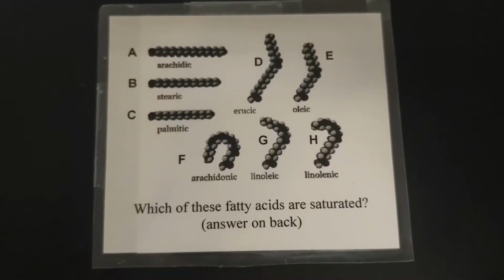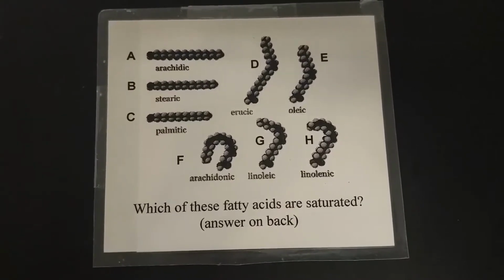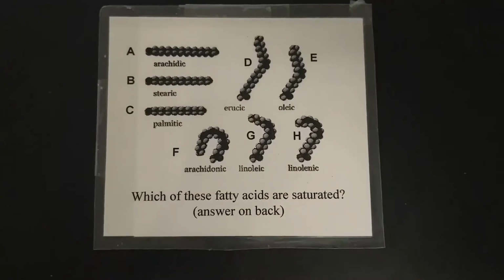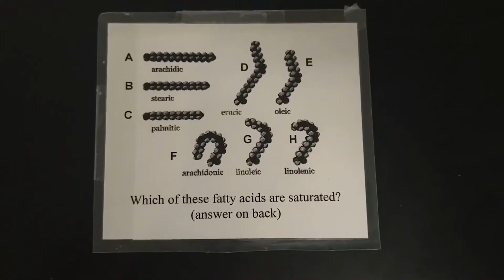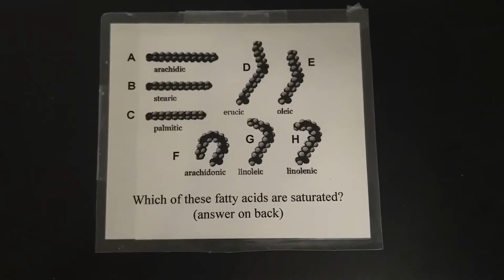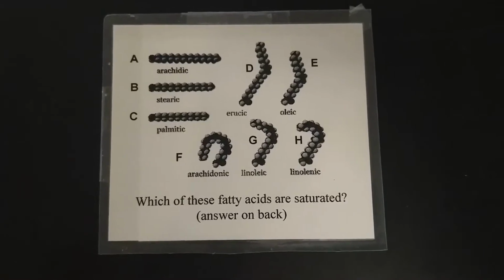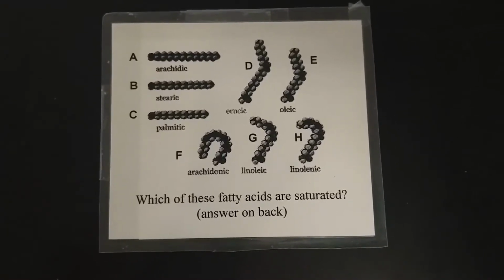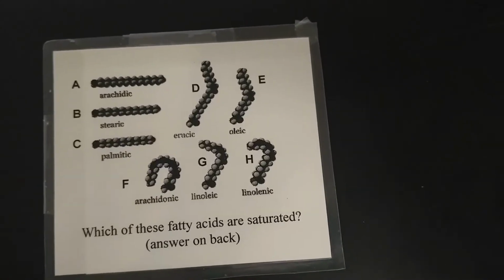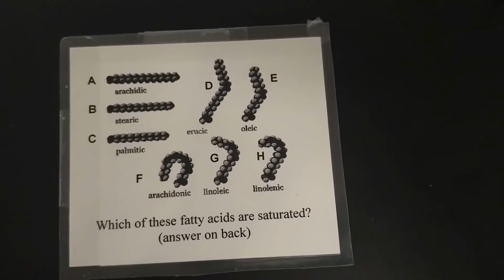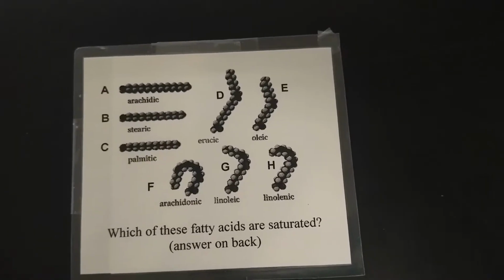Here's a quick example to test yourself: which of these fatty acids are saturated? In this case, oils A, B, and C are saturated. You see they are straight chains. They are completely saturated with hydrogen atoms. The other ones shown here, D through H, are unsaturated. As you see, they have kinks and they fold.